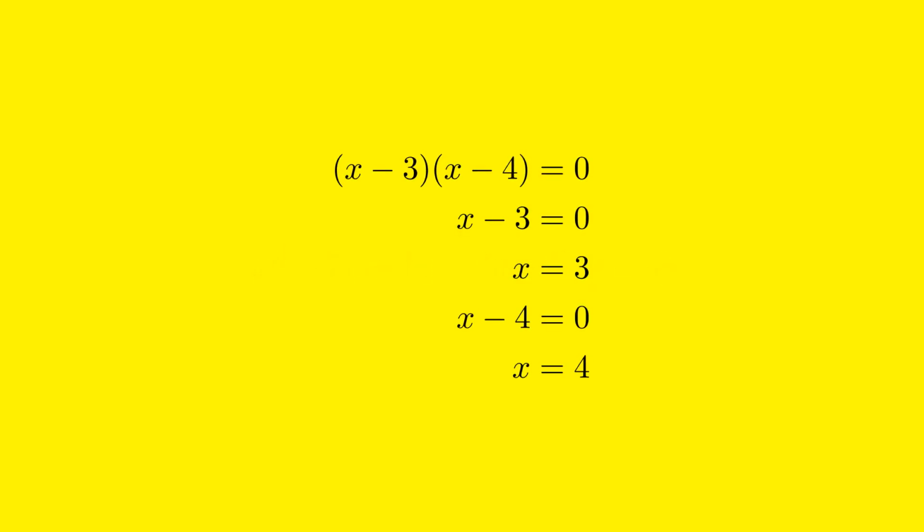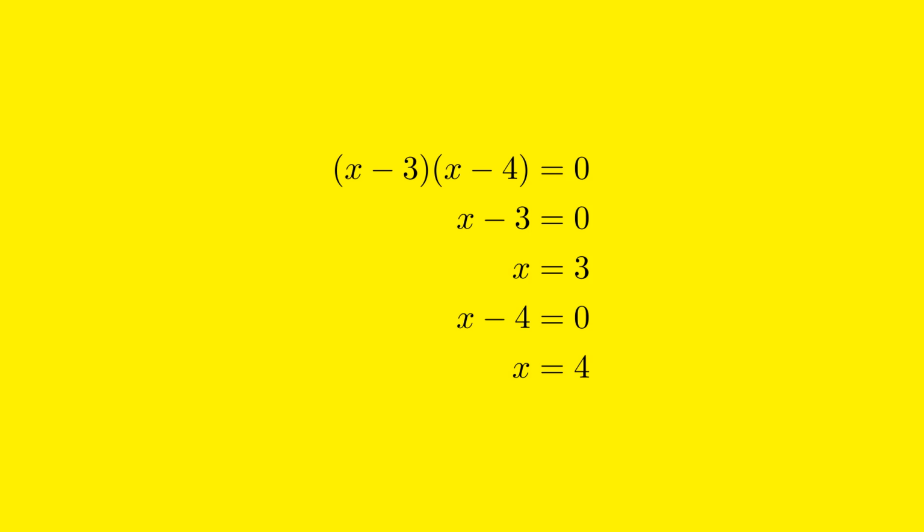In step 3, we take the factored form of the quadratic expression and set each binomial equal to 0. This allows us to find the values of x that satisfy the original equation. We start with the factored expression in the form x minus 3 times x minus 4. By setting each binomial equal to 0, we separate the equation into two simpler equations to solve for x. Specifically, x minus 3 equals 0, and x minus 4 equals 0.